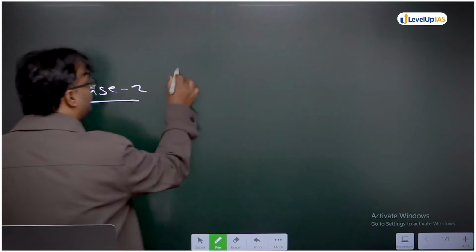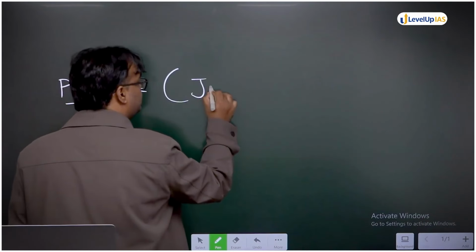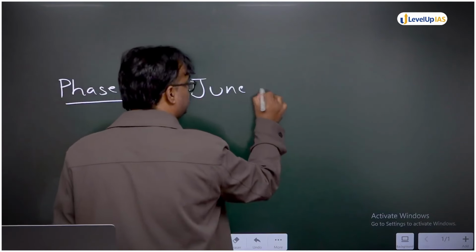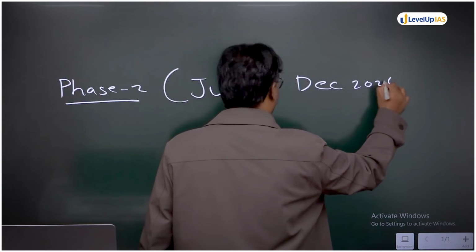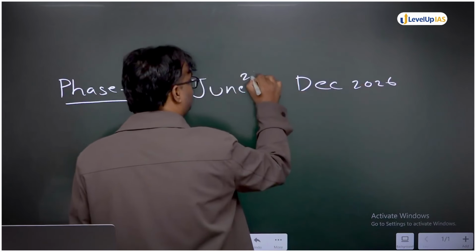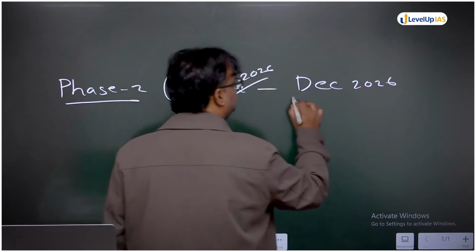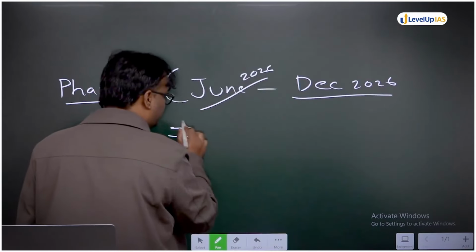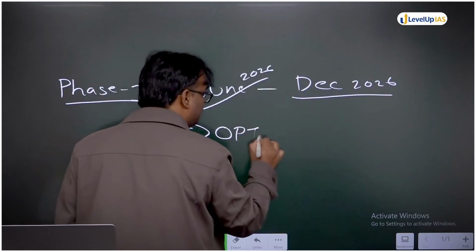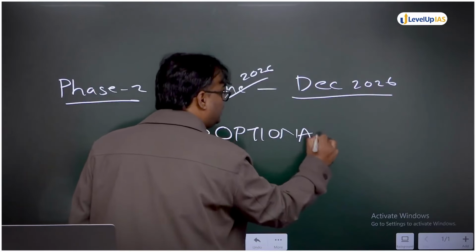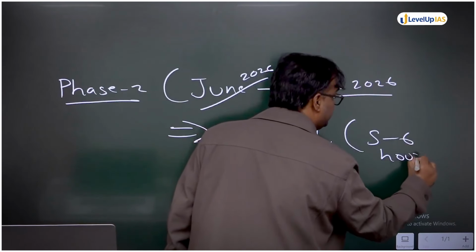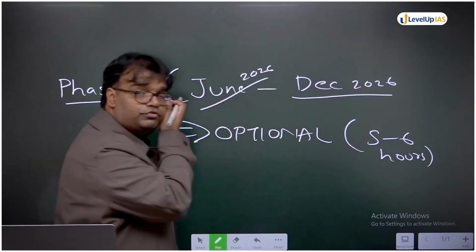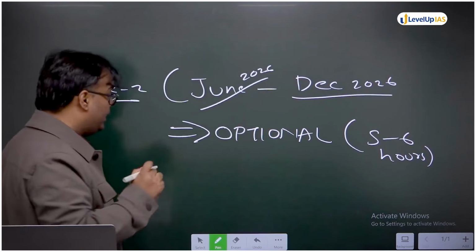Phase 2 is what? Phase 2 is June 2026 से December 2026. What should you be doing here? Prioritize optional. Optional में what? 5 to 6 hours you should be giving to optionals daily. 3 hours of classes, 2-3 hours of revision, answer writing extra, etc.